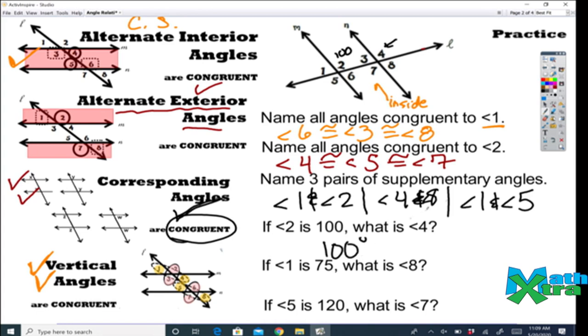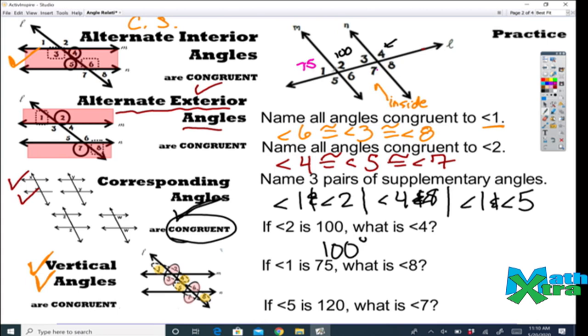Okay, let's look at the next one. I'm going to change the color so we don't get confused. It says if the measure of angle 1 is 75. Now, these are all different problems because I know somebody's going to say, well, 75 and 100 doesn't make 180 degrees. We're just hypothesizing, okay? So if angle 1 is 75, what is the measure of angle 8?